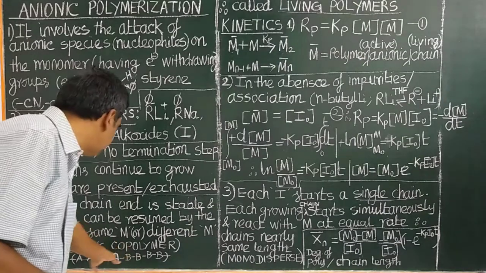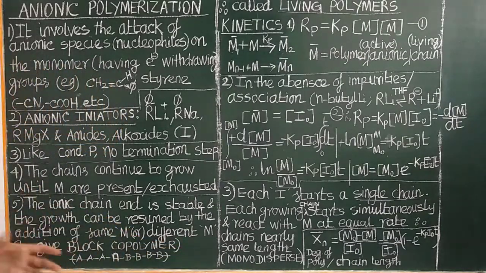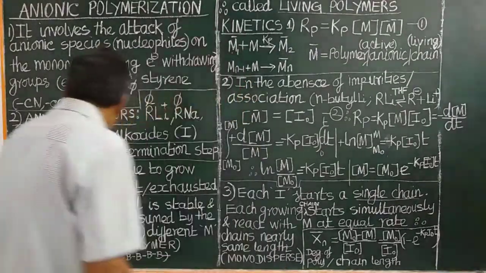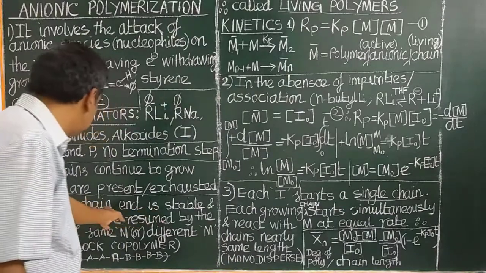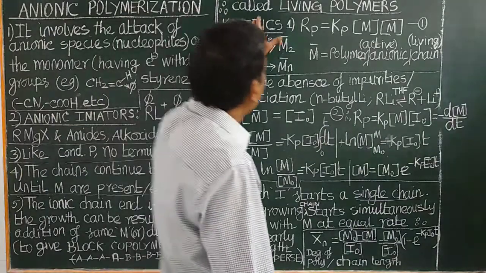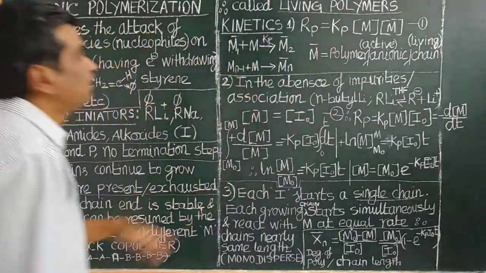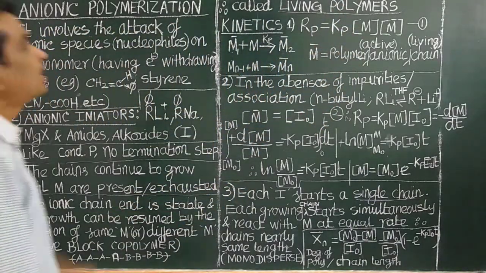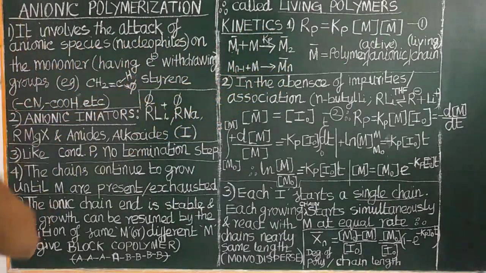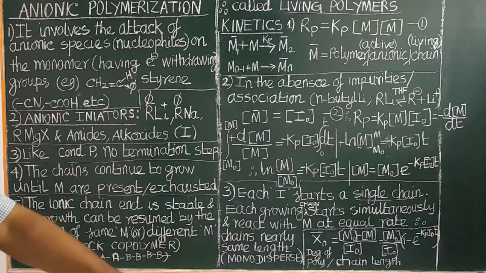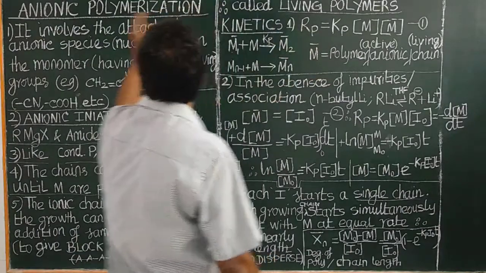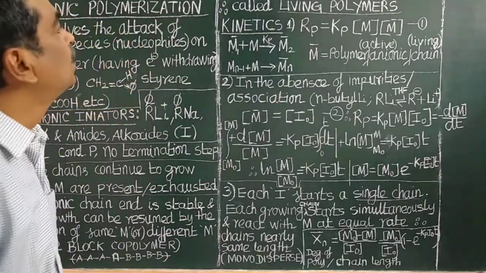For example, block copolymers, similarly star copolymers, etc. Since the ionic chain end is stable, anionic polymers are called living polymers. I have given the mechanism separately at the end, please watch that. Let us discuss the kinetics of anionic polymerization now.